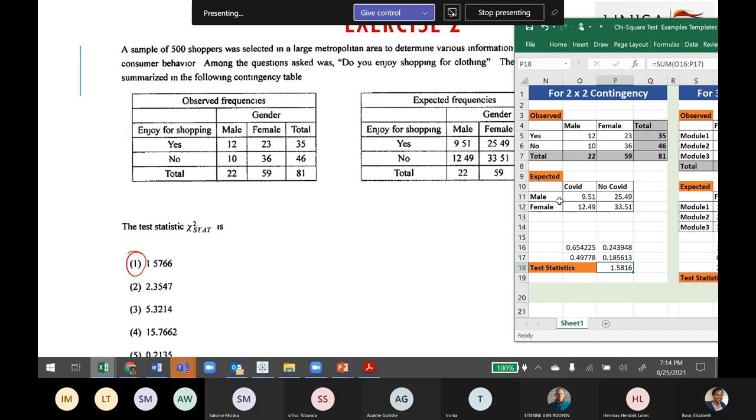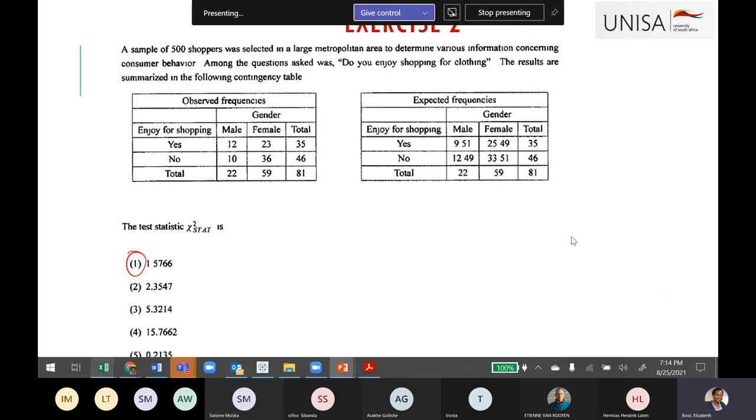So if I would have saved this 9.51, I should get the same answer as they have, 25.49. And this is the importance of rounding off before you get to the final answer, 33.51. And I get the same answer as them because of the rounding off. So as you can see there, the test statistic is the same. So since I want to take it back to how I found it, just do undo until you go back to your calculations.